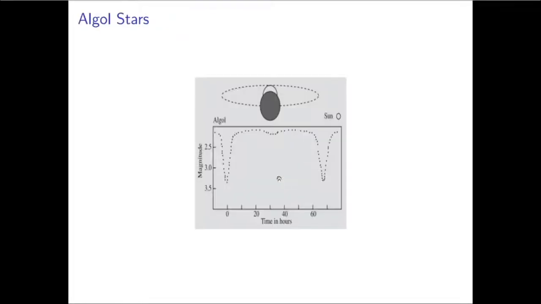So the first type is the Algol stars, which is just named after the star Algol, in which it was first observed. So what happens here is that obviously there's eclipsing going on, but this is our viewing plane. We're directly able to view it, and another thing is there's a good amount of angular separation between them.